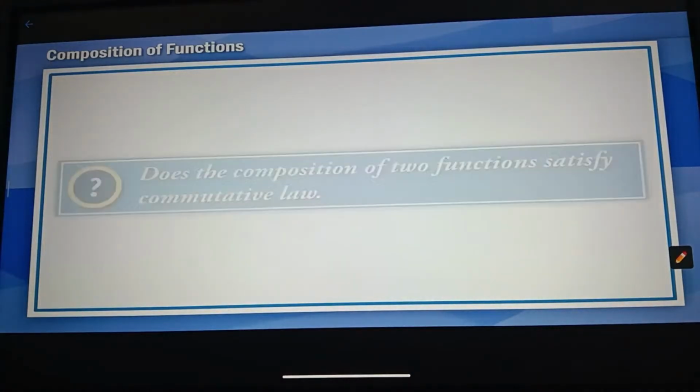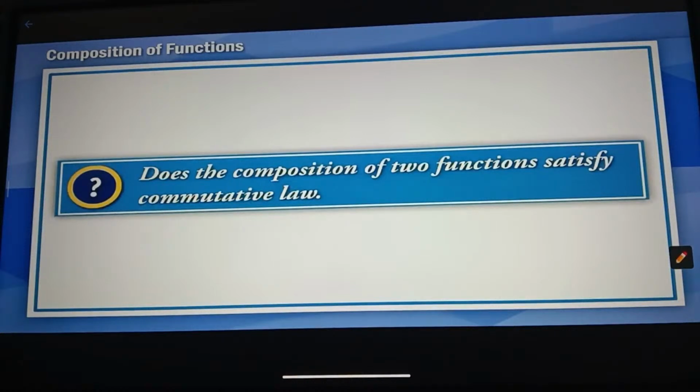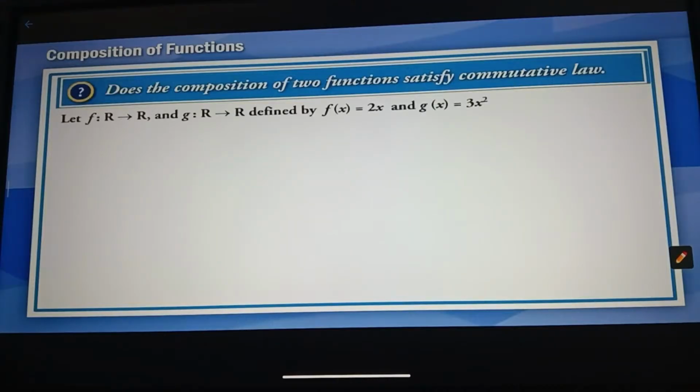Does the composition of two functions f and g in different order affect the result? In other words, does the composition of two functions satisfy commutative law? Let's see. Define functions f and g from R to R such that f of x is equal to 2x and g of x is equal to 3x squared. Let's find the composition of functions f and g first, and then g and f.